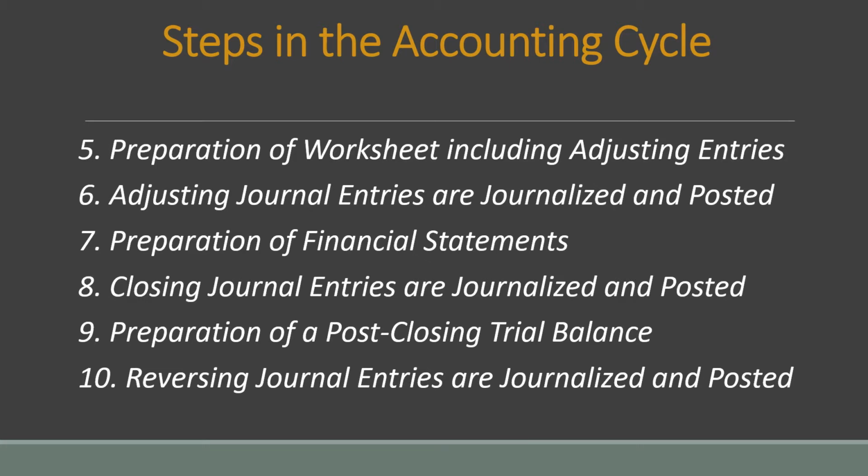So, after we accomplish the first 3 steps in the accounting cycle during the period, and after nating makapag-prepare ng an adjusted trial balance, then we start preparing worksheet. So, the normal worksheet that we prepare is 10-column worksheets, including adjusting entries. So, on the 5th step, we start preparing worksheet, including adjusting entries.